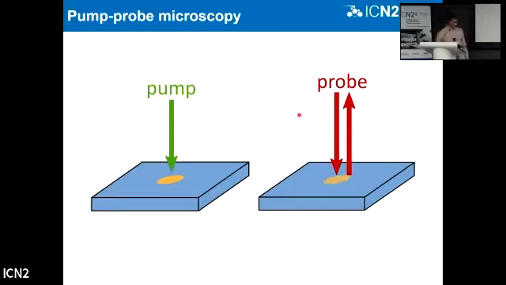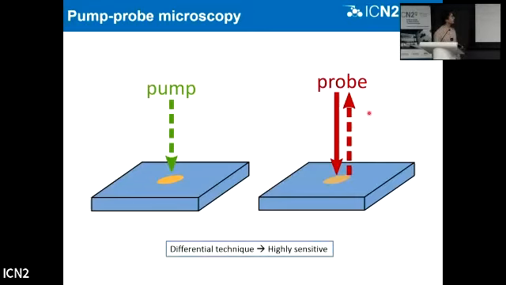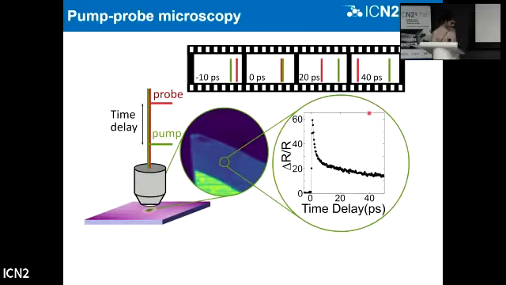What's unique about this technique is that we apply a periodic modulation to the pump, so in effect, we're turning the beam on and off in time. This modulation transfers into the reflected probe signal, giving us information about the sample. In this way, we are using a differential technique, which means that it's highly sensitive to very small changes. To gain information in time, we can change the time of arrival of these two pulses, which we call the pump and the probe. This is achieved by changing the path length that the light has to travel before it reaches the sample.